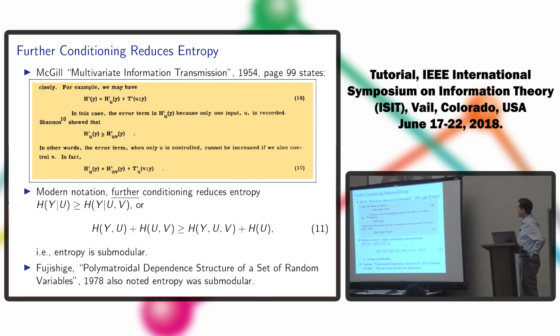He actually attributed it to Shannon, but when you look at Shannon, Shannon actually never said this. But if you expand this inequality, this is exactly the same as this, and this equation 11 is exactly the submodular inequality. Now, interestingly enough, oftentimes people will say that the paper in 1978 was the first to show the polymatroidality, the submodularity of the entropy function. But I think maybe it goes back to McGill.